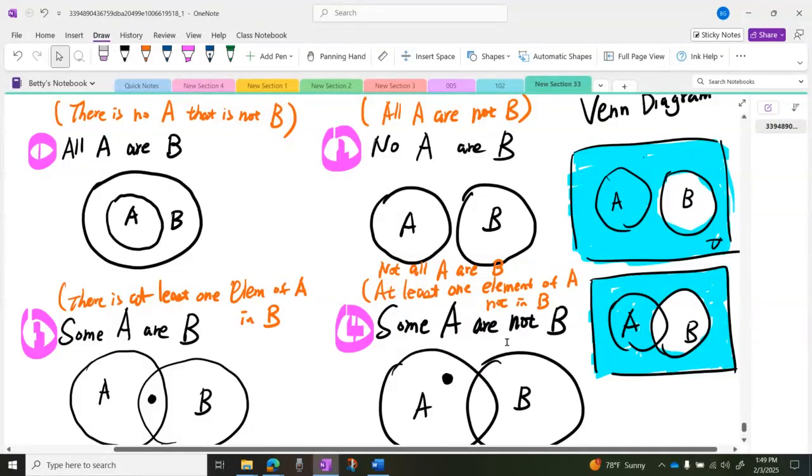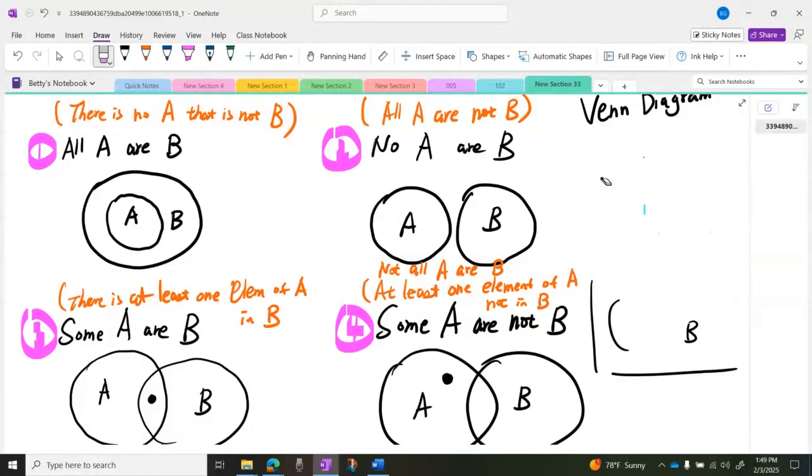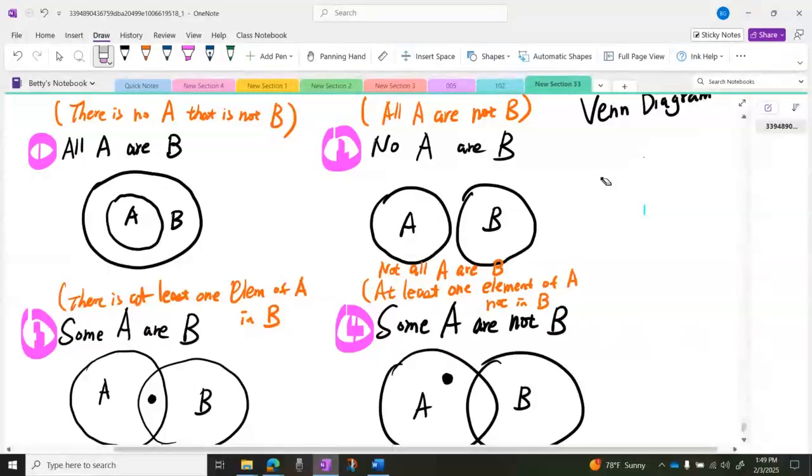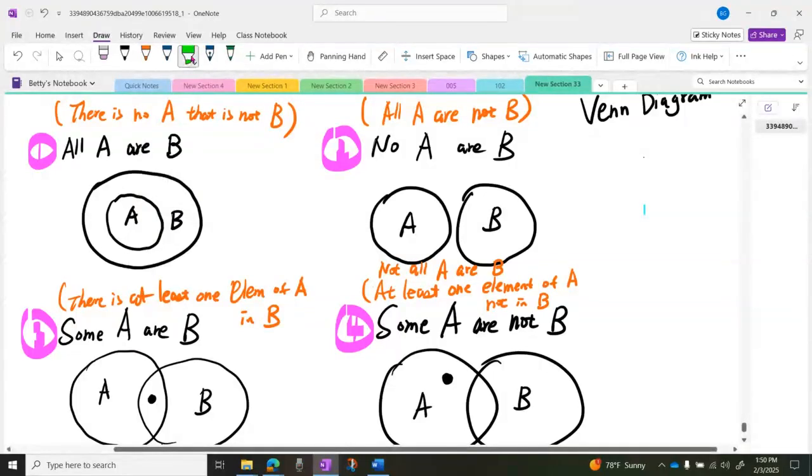So what do you think? What do you think? What's the negation of all A are B? Are you guys here?